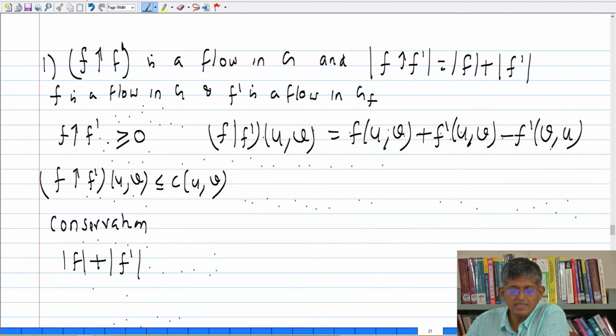So let's tick off the positivity. Can somebody convince me that this is positive? Why is this greater than or equal to 0? There's a subtraction term. You need to remember that f is a flow in G, f prime is a flow in G_f, the residual network of f. Why should this formula be non-negative?